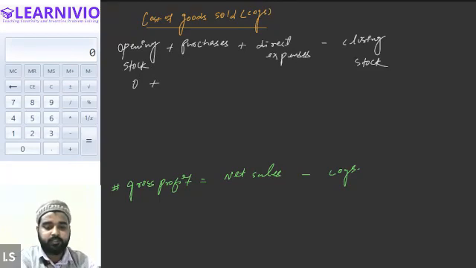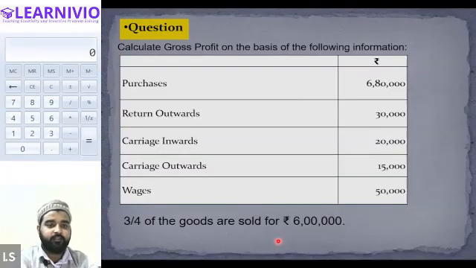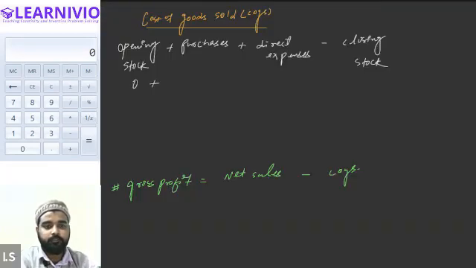Value of purchases is given in the question, 6,80,000. Then we have return outward, that means purchase return is 30,000. So purchases will be written after adjusting the value of the return. So it will be 6,50,000.